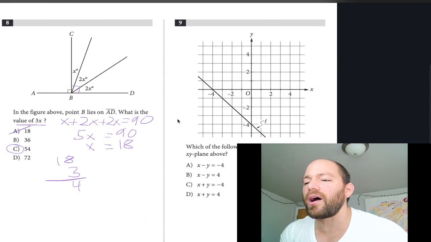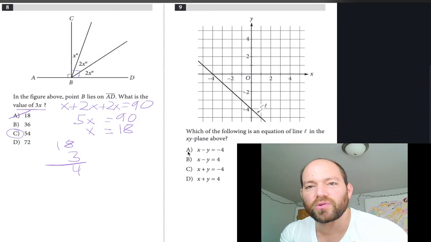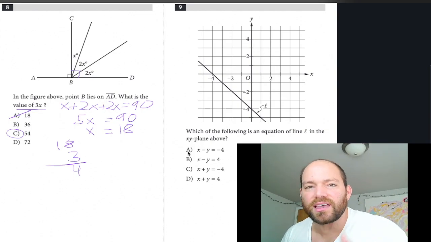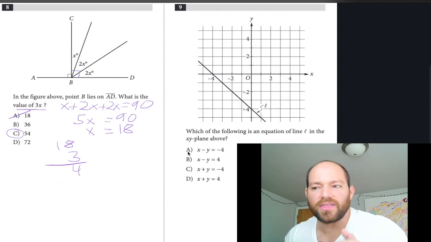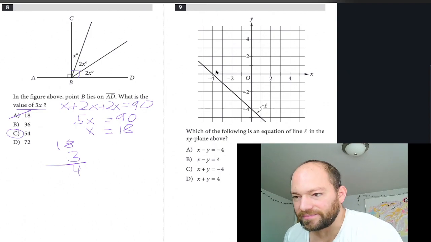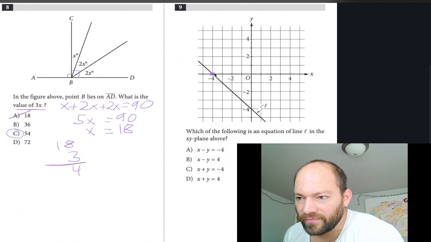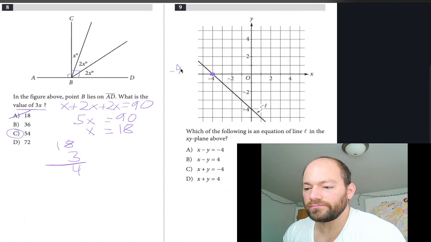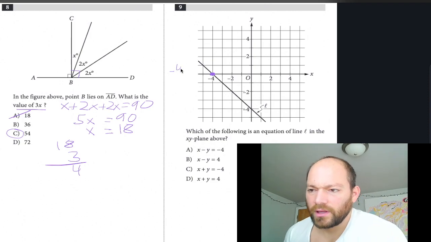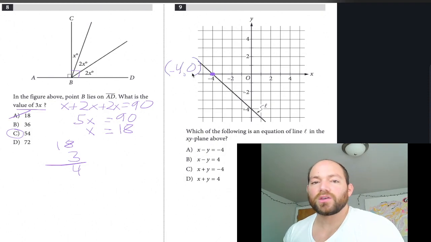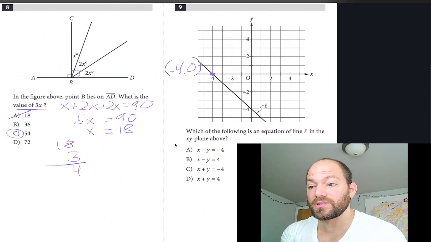Because what did we just talk about? We just talked about how when they give you data and equations in the answer choices, you're going to be picking a point from the data and plugging them into each answer choice. Okay? That's it. And I think a great place to start is with the intercepts. So how about this one? We know that this is the point -4, 0. So the -4 is the x and the 0 is the y.